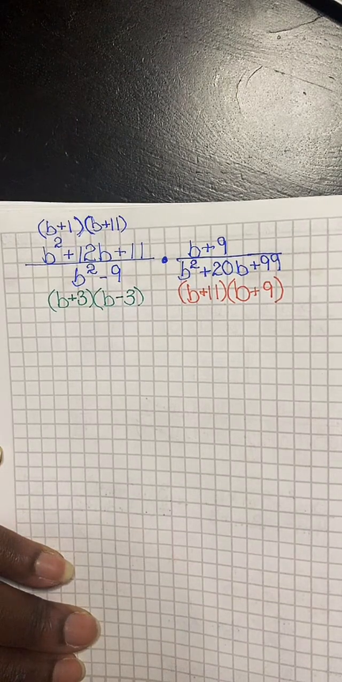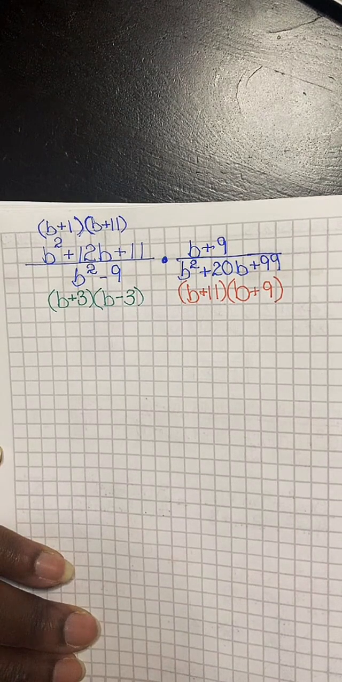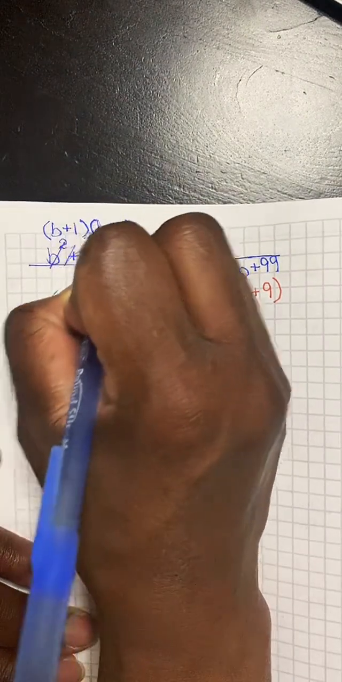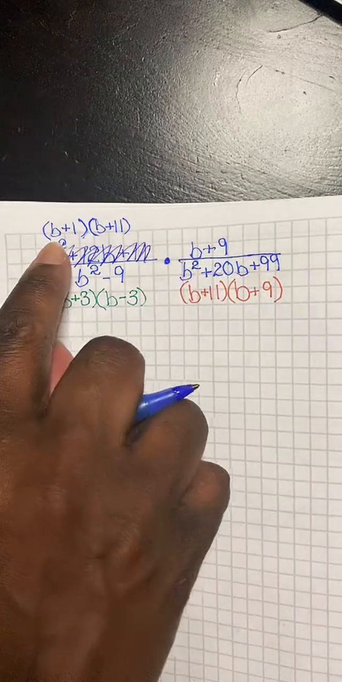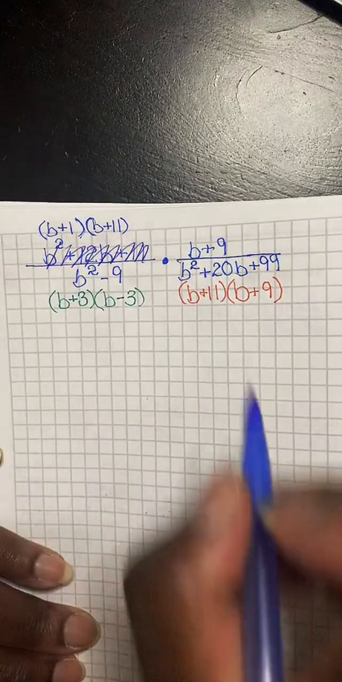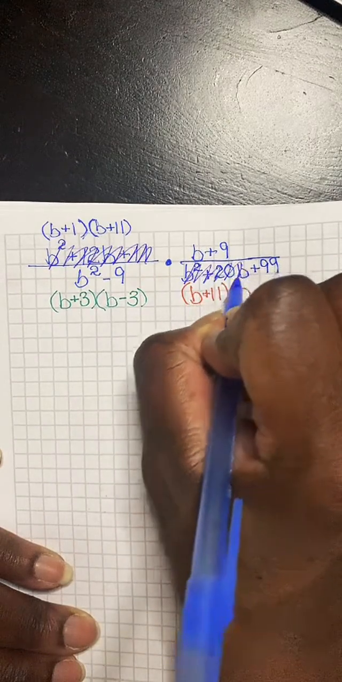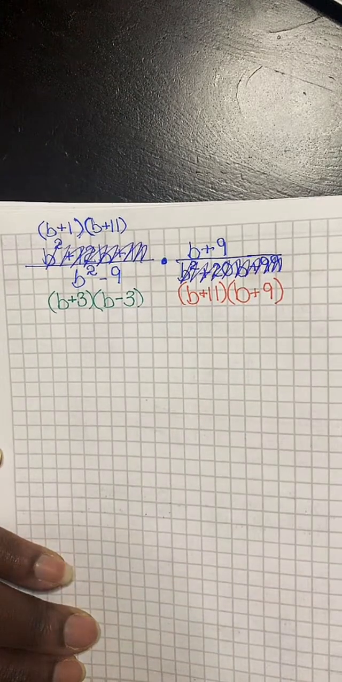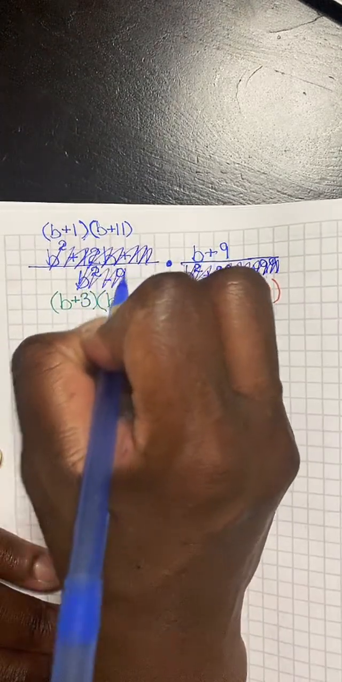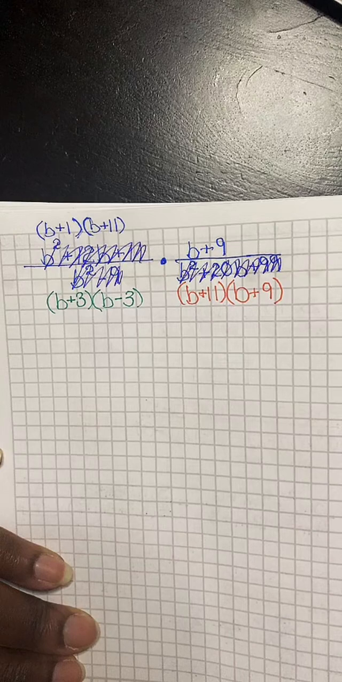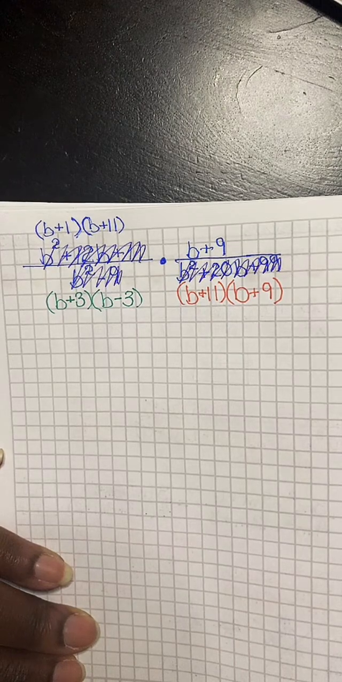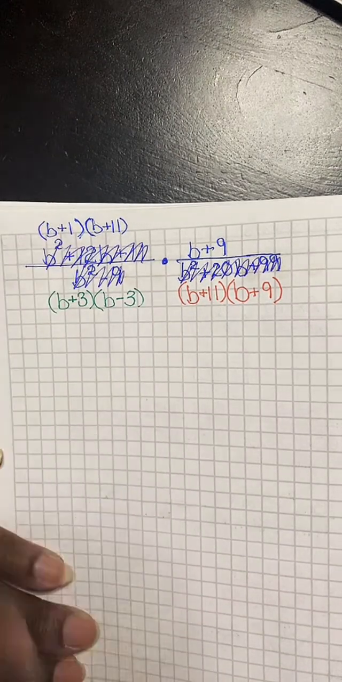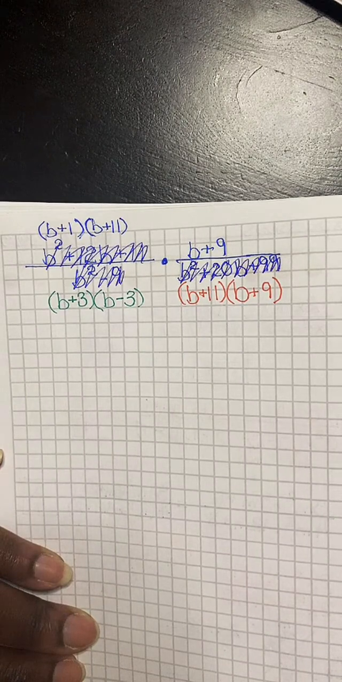Okay. All right. Okay, so now we don't have to worry about this b squared plus 12b plus 11 because we already broke it down up here. We don't have to worry about this b squared plus 20b plus 99 because we already got its factored cousin right down here. Same thing with the b squared minus 9. So now, what can we cancel out? Meaning, what's in the numerator that's also in the denominator that we can cancel out?